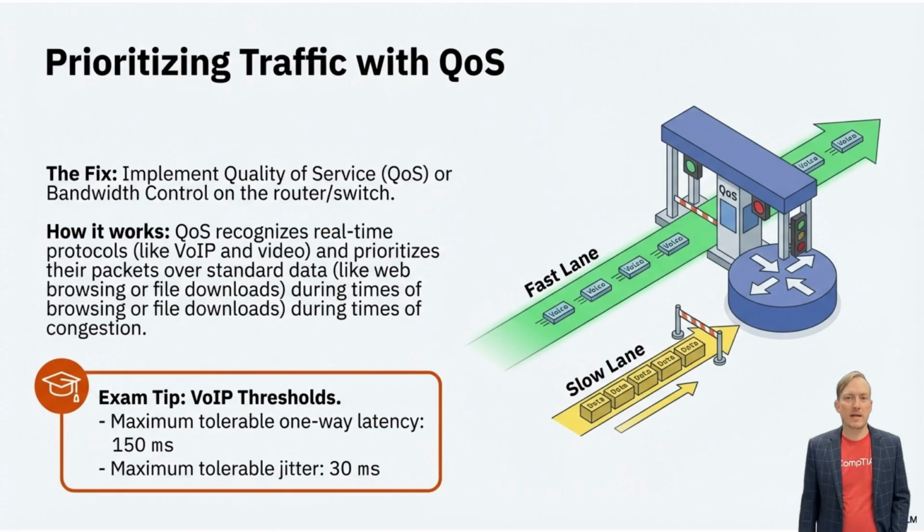The fix for VoIP issues is implementing quality of service, or QoS, or bandwidth control on your router or switch. QoS recognizes real-time protocols like VoIP and video and puts them in the fast lane, prioritizing their packets over standard data, like web browsing during times of congestion. Keep these VoIP threshold exam tips in mind. The maximum tolerable one-way latency is 150 milliseconds, and the maximum tolerable jitter is 30 milliseconds.